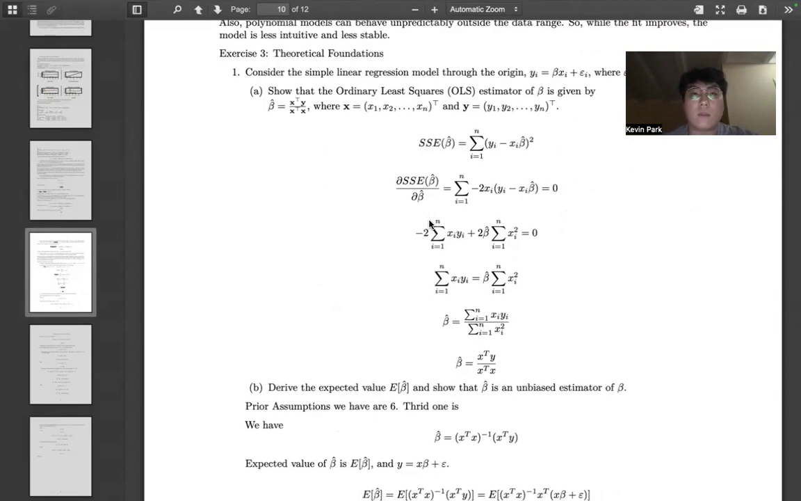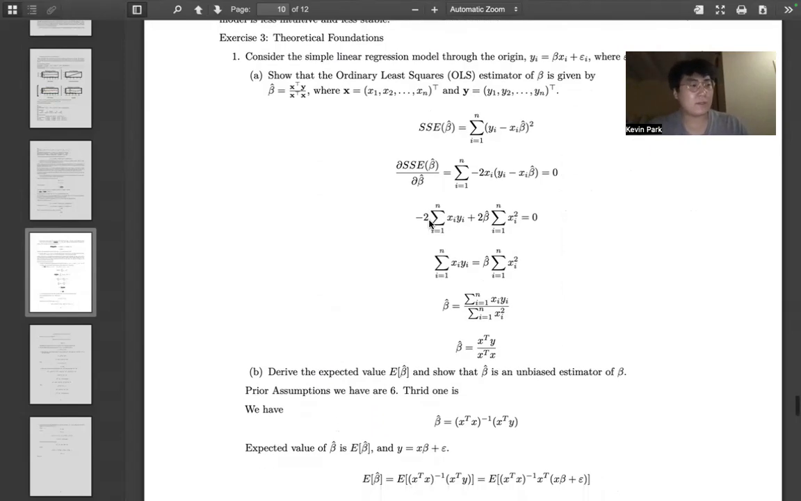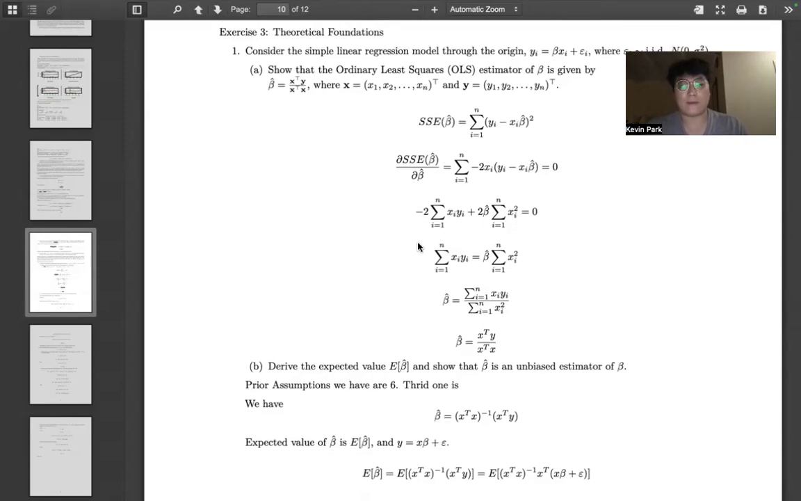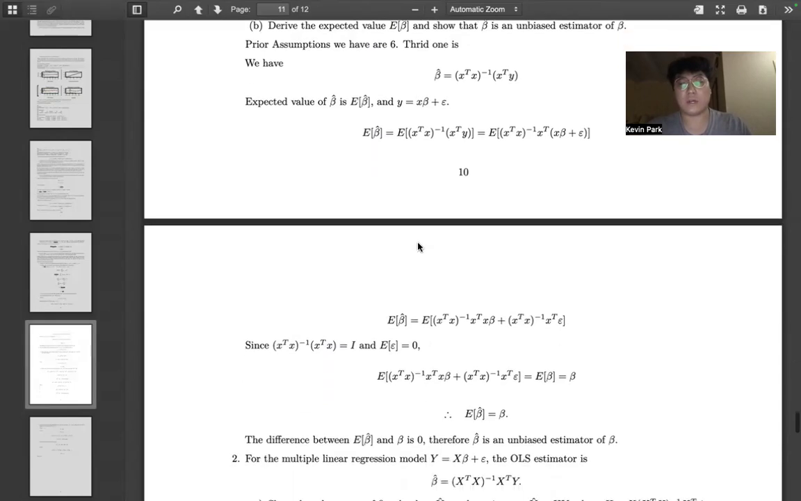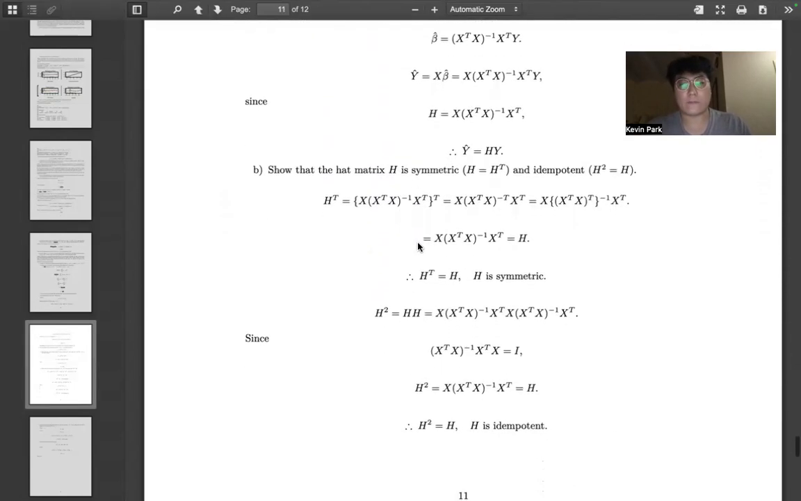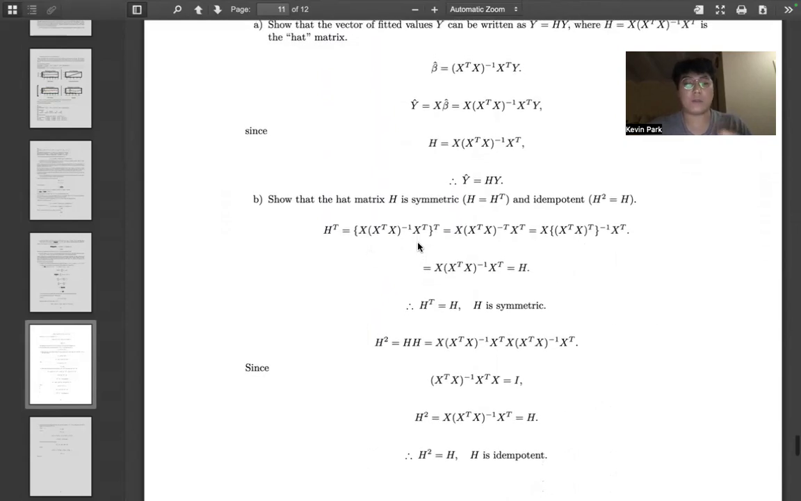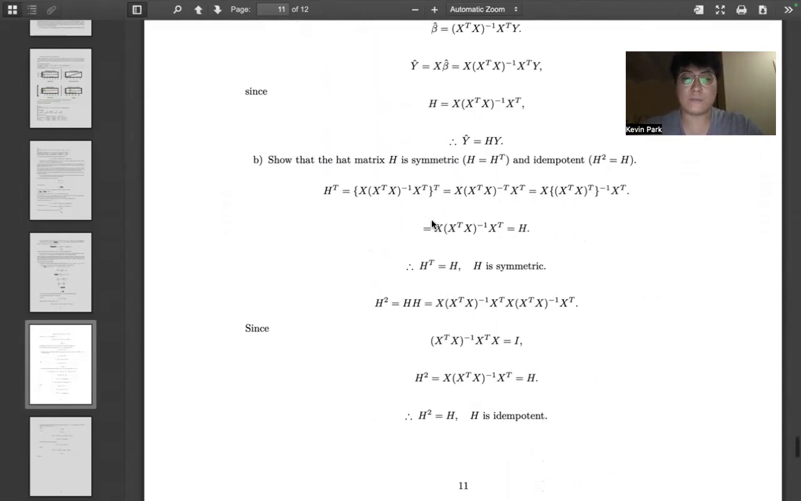One takeaway from the theoretical foundation is the hat matrix. When I first got introduced to matrices, I didn't know the true meaning or the benefits of the hat matrix, but after doing theoretical work, I realized that from a computation perspective, the H matrix is very, very important because it's easier to compute, basically.